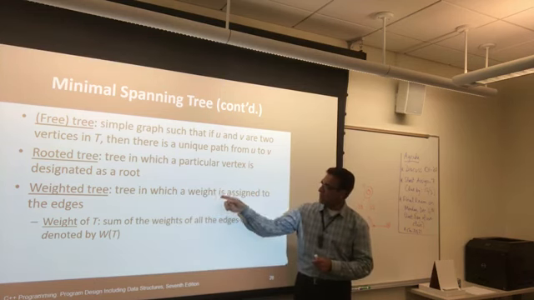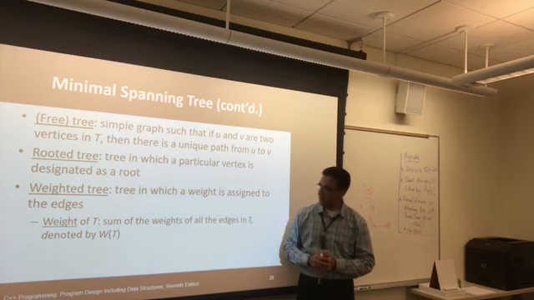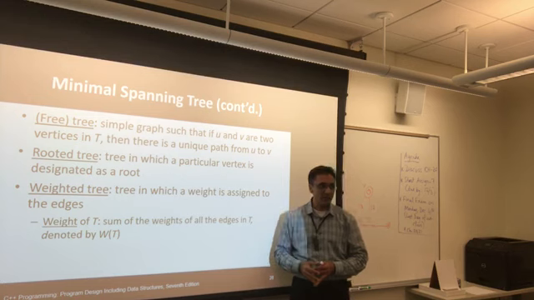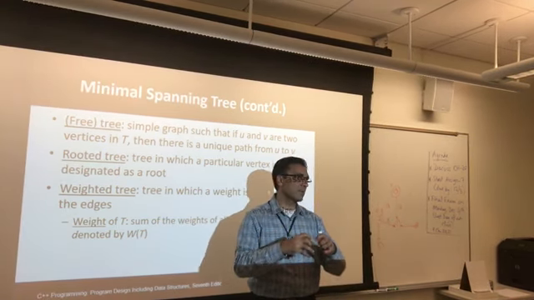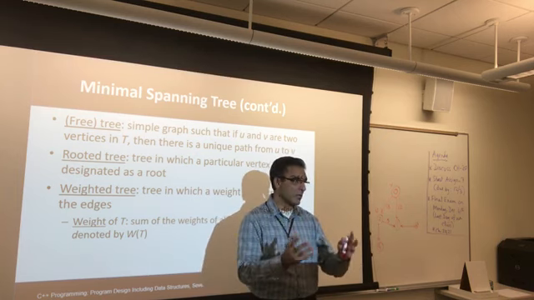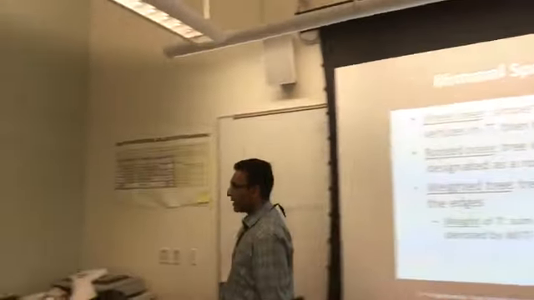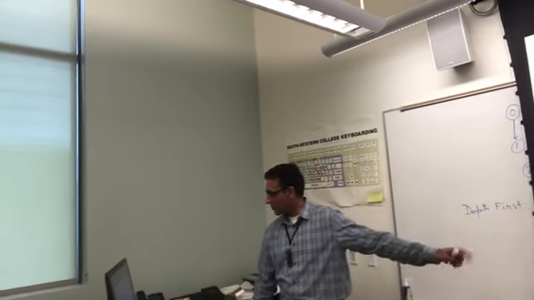So a weighted tree is one in which a weight is assigned to each edge. That's the weighted tree, which we have been discussing for some time. The weight of T, the weight of the entire tree, is the sum of the weights of all the edges. Or it's the cost for that airline or service provider to conduct business in the entire organization. That will be the weight of the entire tree, and it is denoted by W(T) as shown in the slide.